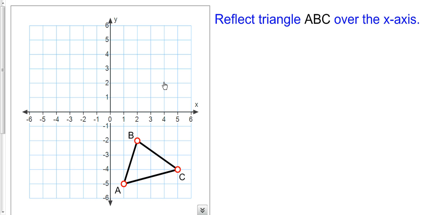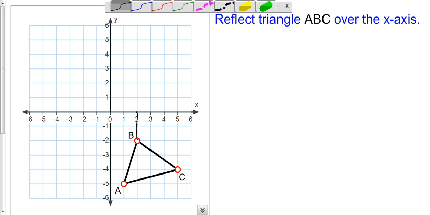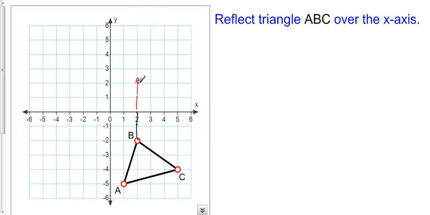So what's a way that we can do a reflection? Well, the easiest way to do a reflection over a horizontal or vertical axis is to simply count the distance between your points and the axis that you're flipping over. So if I start with point B here and I count, I got 1, 2. So I'm going to count 1, 2 to the x-axis, and then I'm going to count another 1, 2 on the other side. And here I will find my new B. This will be B prime.